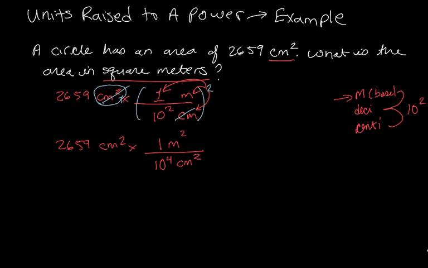Now you can go ahead and cancel out, because now you're speaking the same language. Square centimeters is on the top and square centimeters on the bottom, and your desired unit of square meters is on the top. And then when we get an answer for this, we end up with 0.2659 square meters.